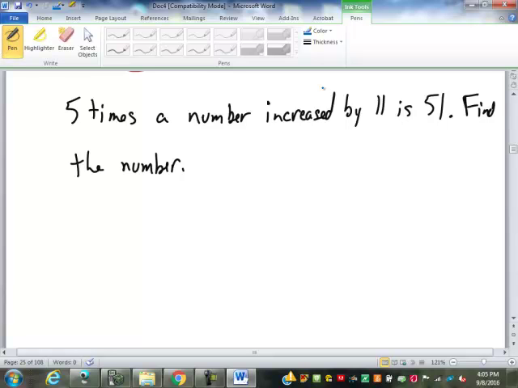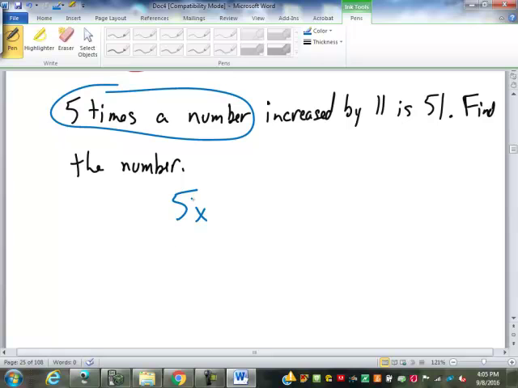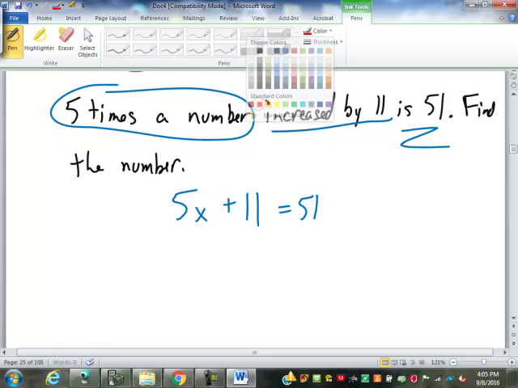So the equation here, 5 times the number is 5x. Could be 5y, 5z, 5n, whatever variable you want to use. Increased by 11 means add 11. Is 51 means equals 51. That's our equation. Now we can solve. What do we do first?